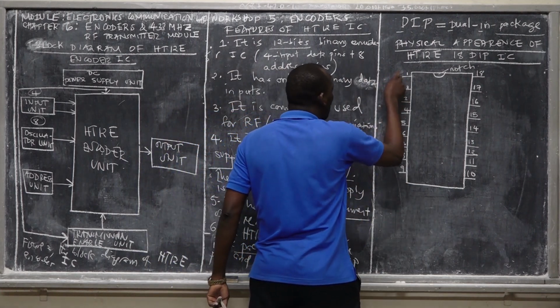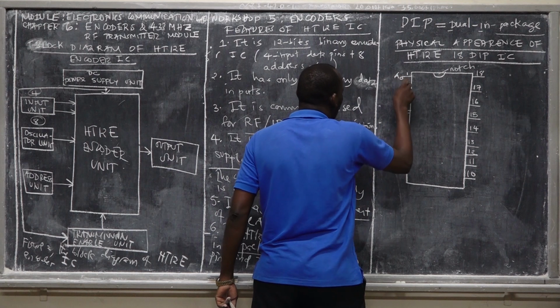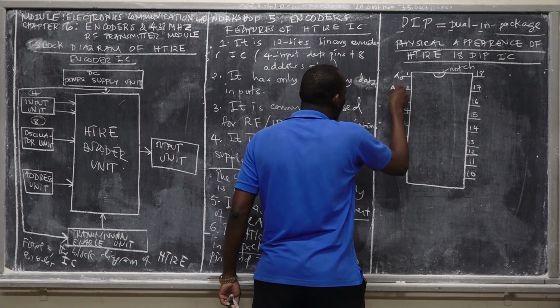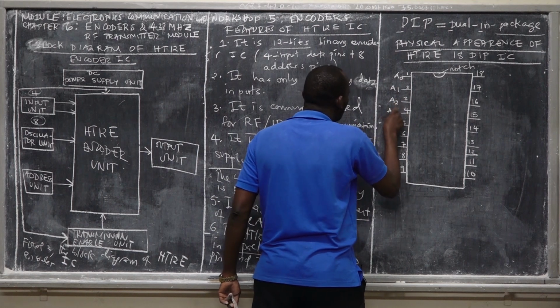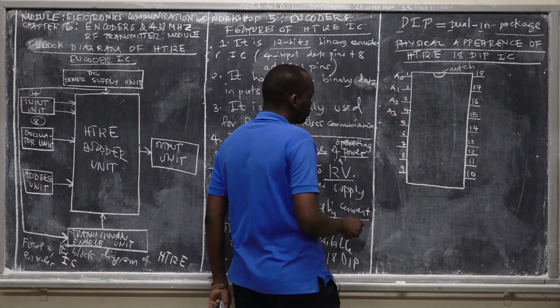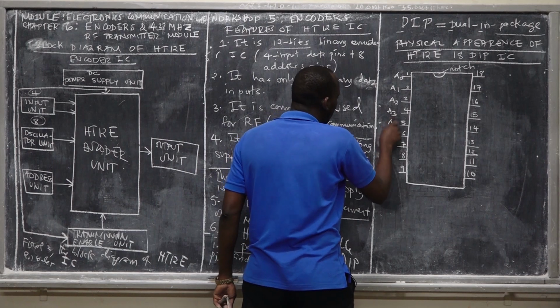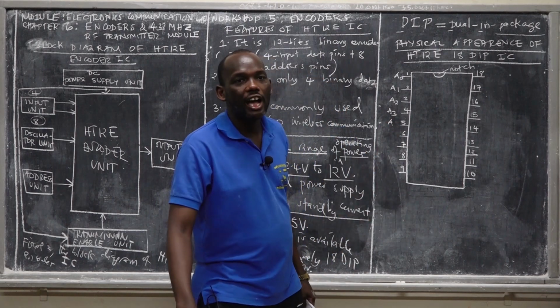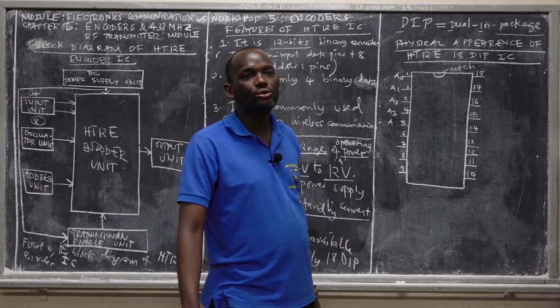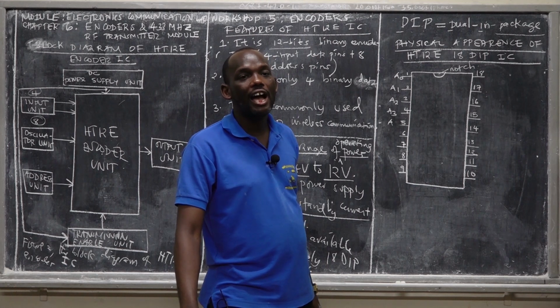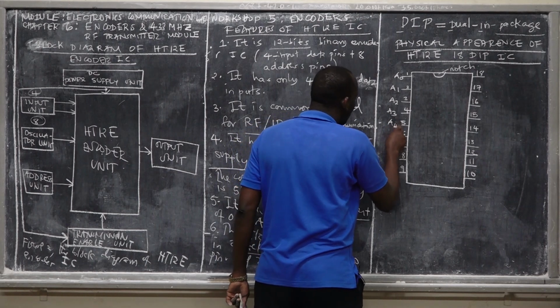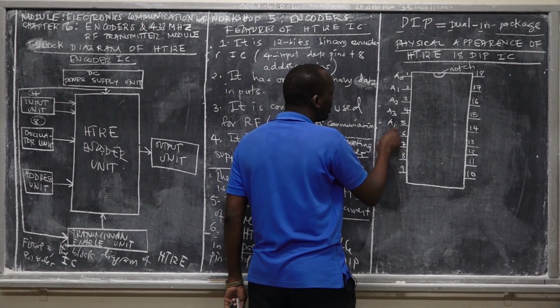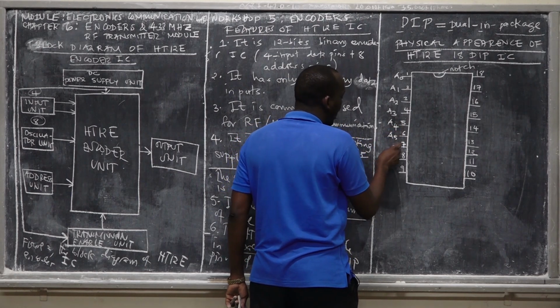So the pin name for number 1 is A0. This one is A1. This is A2. This is A3. This is A4. Then this is A5. A6.